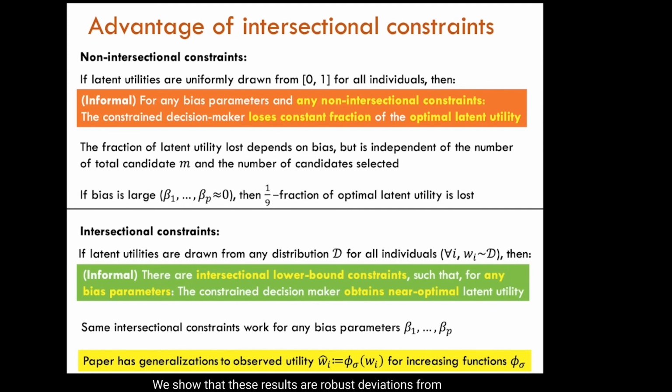In the paper, we show that these results are robust to deviations from this model of implicit bias, and I encourage you to check out the paper and the long talk for more details and key ideas in the proof.